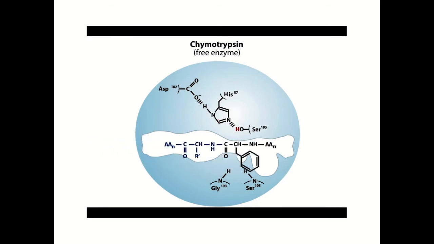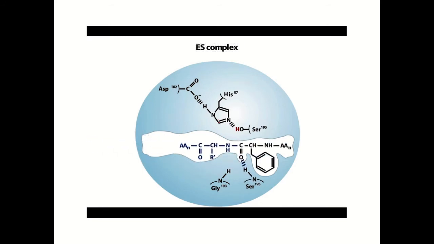So now the substrate is going to enter into the active site of the enzyme. Notice how the benzyl group here is situated in the hydrophobic pocket, and there is a hydrogen bond stabilizing the carbonyl of the substrate. That hydrogen bond is formed between the carbonyl oxygen and the hydrogen attached to the nitrogen of the serine 195 residue.